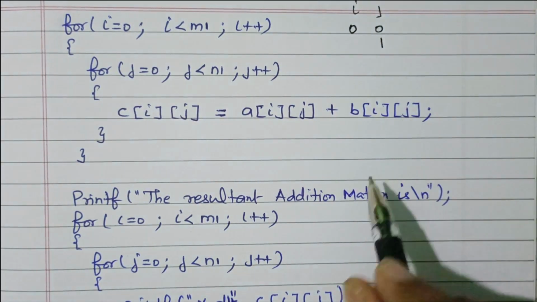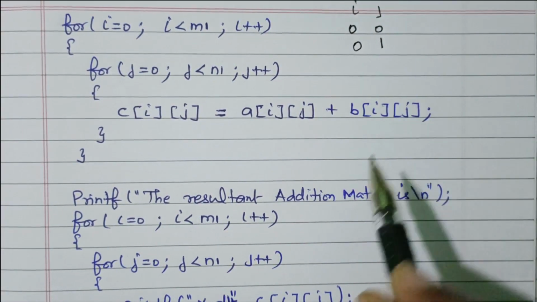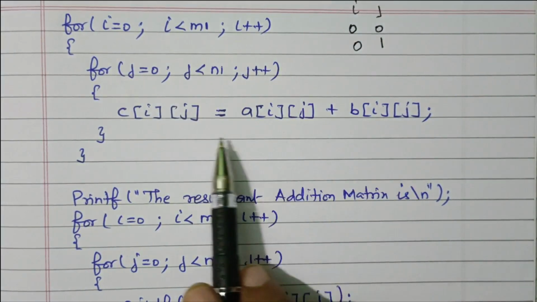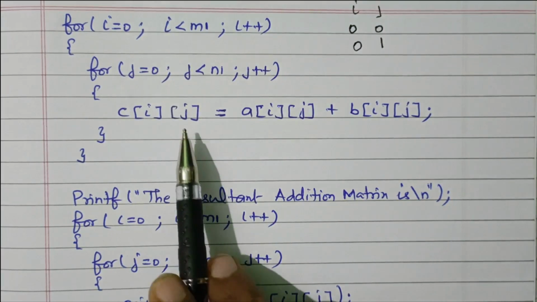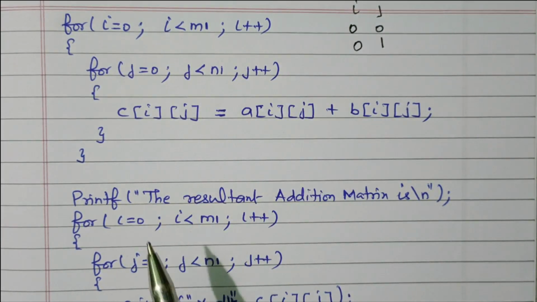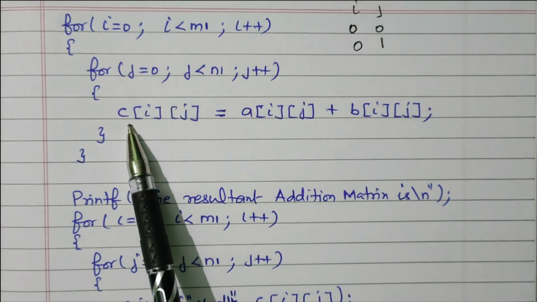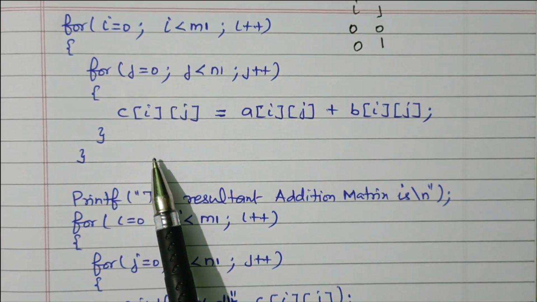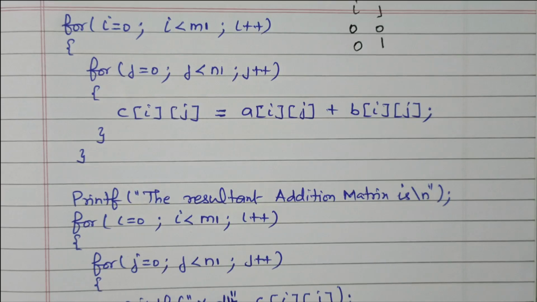Then j becomes 1, i is again 0 only. So A of 0 1 is added with B of 0 1, and that is stored in C of 0 1. It will go up to all 9 elements and they will be added. The resultant addition of two matrices is available in the variable C. Now this matrix we need to display. We need to display the resultant matrix.